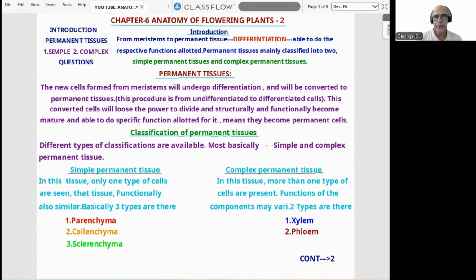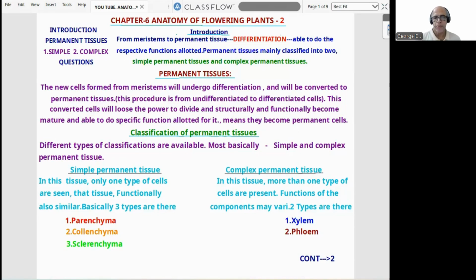When we enter into the introduction part, meristematic cells form permanent tissue, and that procedure is called differentiation, so that it is able to do the respective functions allotted. Permanent tissues are mainly classified into 2, simple permanent and complex permanent tissue. That is regarding the introduction of the topic we will be discussing today. Now we can proceed to the deeper side, permanent tissue.